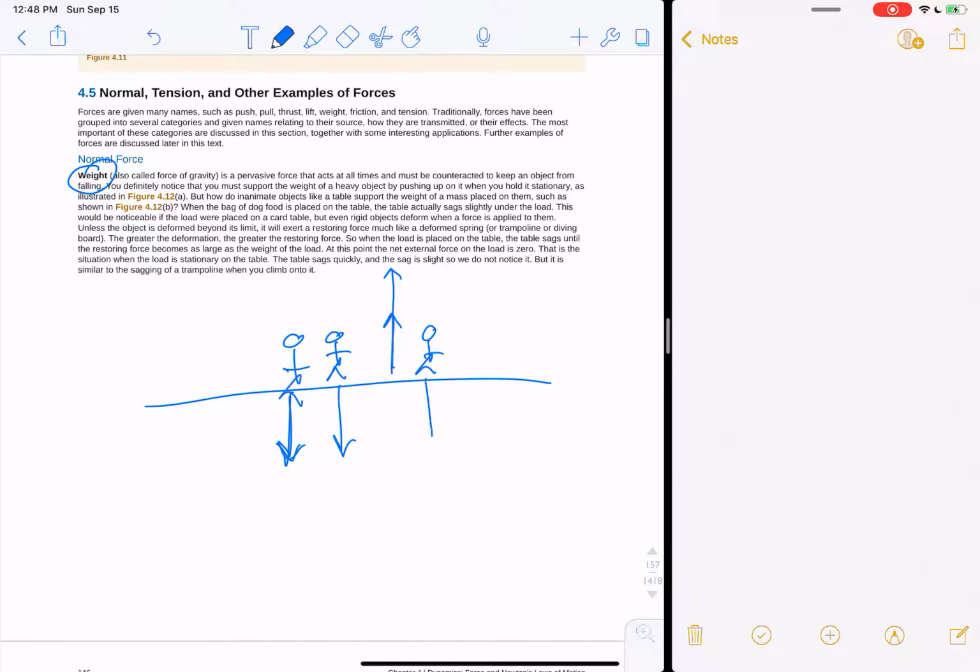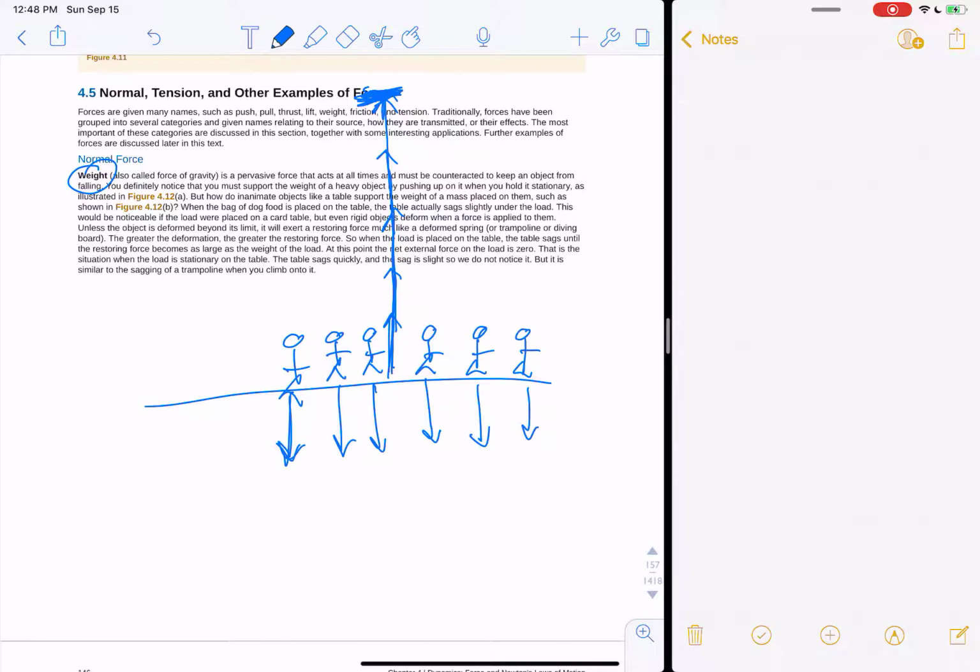A third person gets on, another weight. Our normal force has to compensate for that person too. Uh-oh, fourth person, 1, 2, 3, 4. 1, 2, 3, 4, 5, right? And let's say that's the maximum that this thing can support. That's like when you get on an elevator and it says 3,000 pounds maximum weight. That's what the normal force is that the elevator can provide. You put one more person on, and it can't support it.